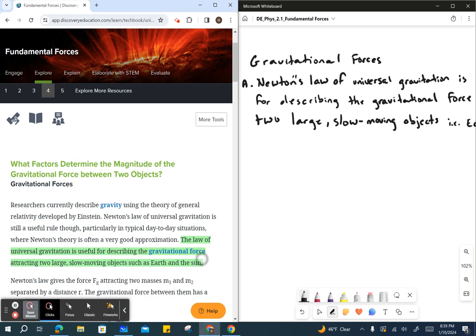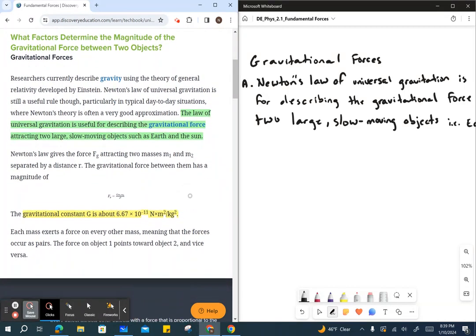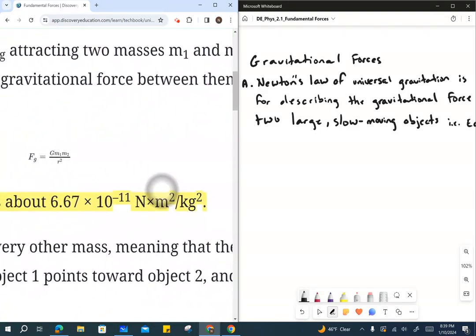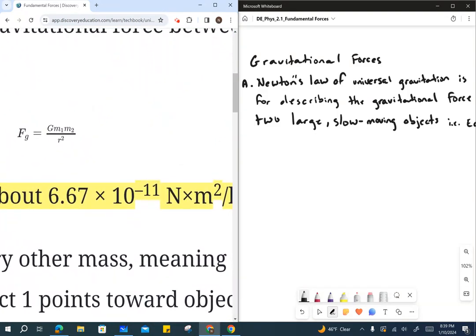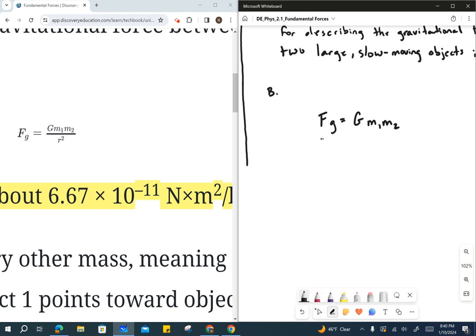Okay, so you can see here on the left, there's the formula right there. We wrote this in our notes last time, so we'll just go ahead and say B here. F of G is equal to G times M1 times M2, and all of that is going to be divided by R squared. Okay, so what exactly are these things?